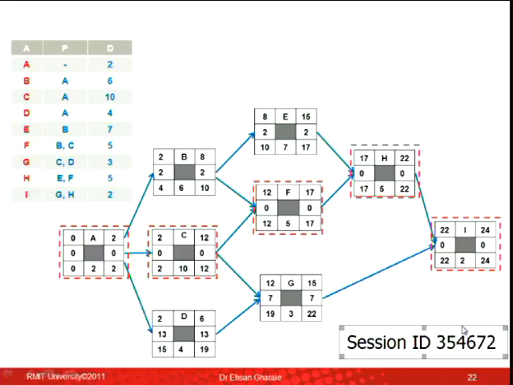Now let's look at the free floats. The ones that don't have float at all, they don't have free float either. There is no flexibility whatsoever. So the question is not about A, C, D, E, H, and I. We know that there is no float.